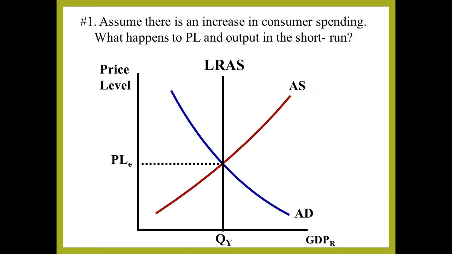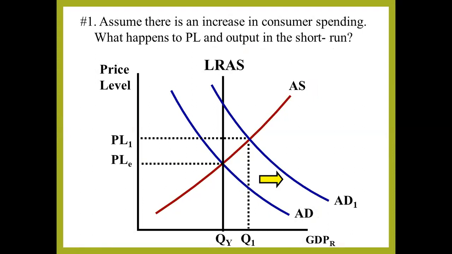Let's assume there's an increase in consumer spending. What happens to price level and output in the short run? Hopefully in your brain you're thinking, consumer spending is part of GDP, which is part of aggregate demand. There's an increase, so that's going to shift aggregate demand to the right. Price level went up, quantity went up. Notice we are beyond full employment, which is a good thing for a short time. We'll get to that in a little bit.